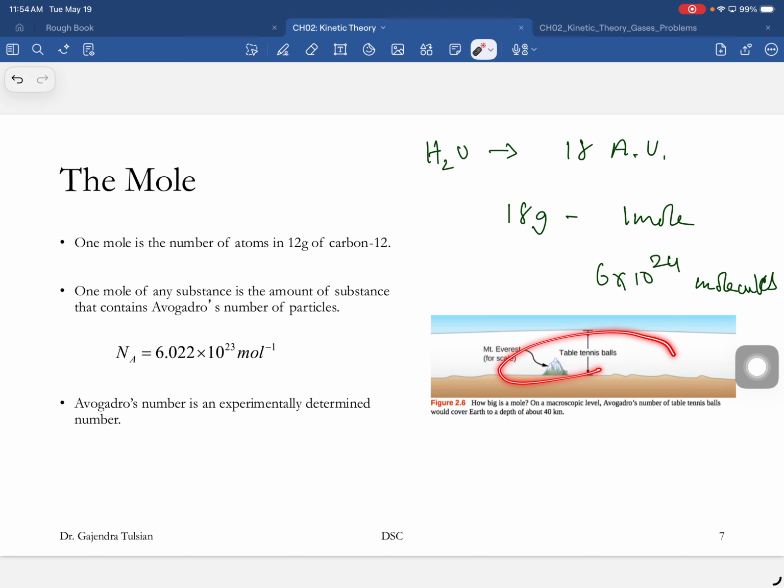So this diagram just gives you a feel for this number. This is an enormous number, a trillion. See, there is Mount Everest, which is 9 kilometers high. If you take a mole of ping pong balls, it would cover the whole Earth to that height. On a macroscopic level, Avogadro's number of table tennis balls would cover Earth to a depth of 40 kilometers, 4 times the height of Mount Everest.